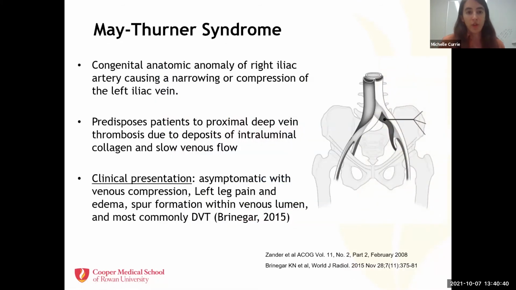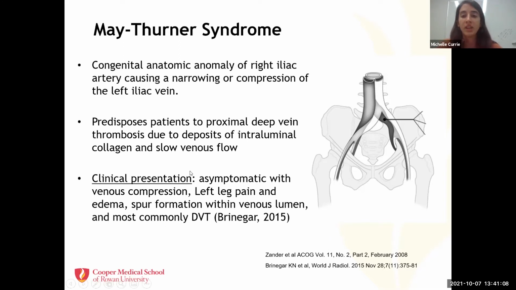So what is May-Thurner syndrome? It's a congenital anatomic anomaly of the right iliac artery causing a narrowing or compression of the left iliac vein. And you can see on this diagram, this dark is the vein, and where the artery crosses over, you can get compression in this area. So this predisposes patients to proximal deep vein thrombosis due to deposits of intraluminal collagen and slow venous flow.